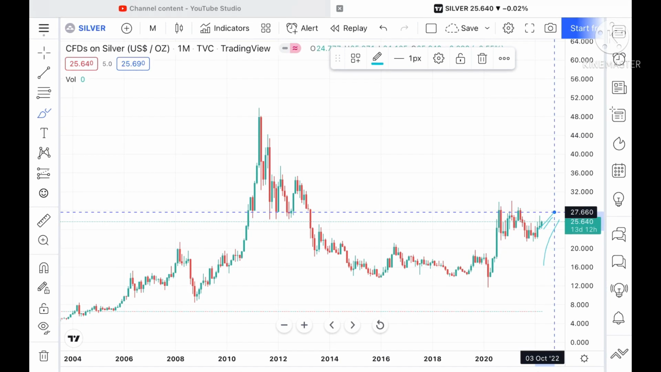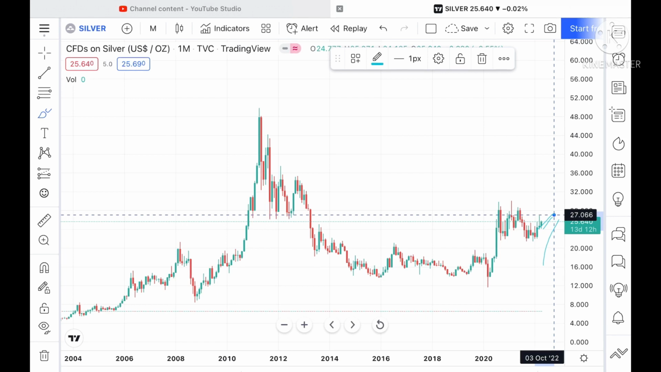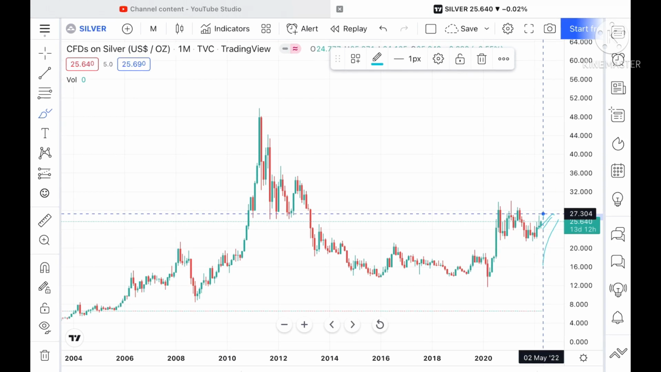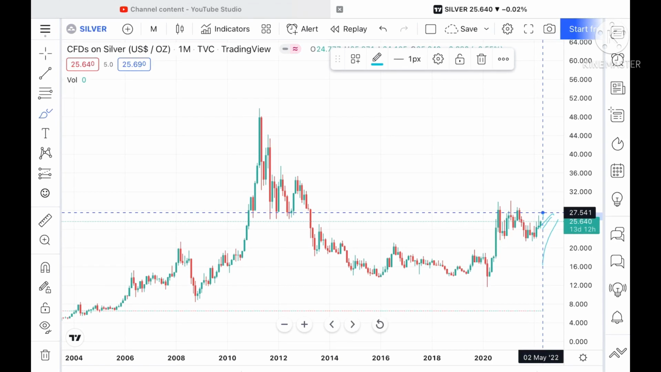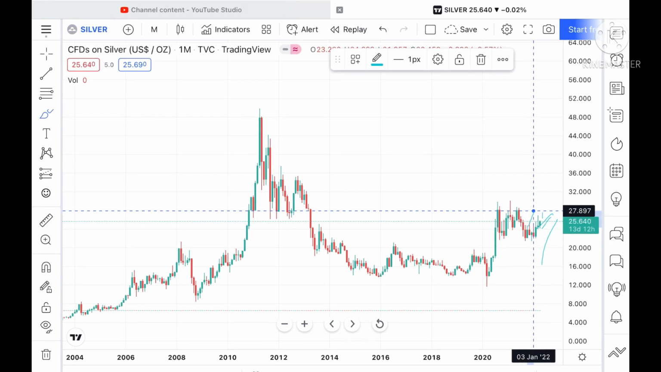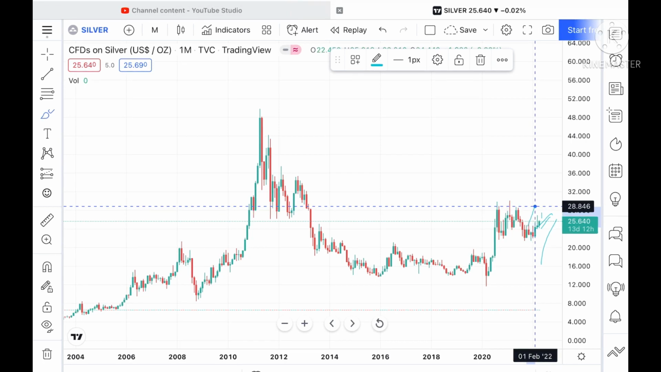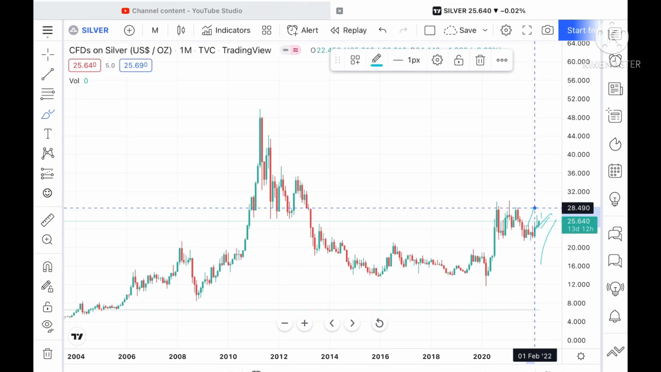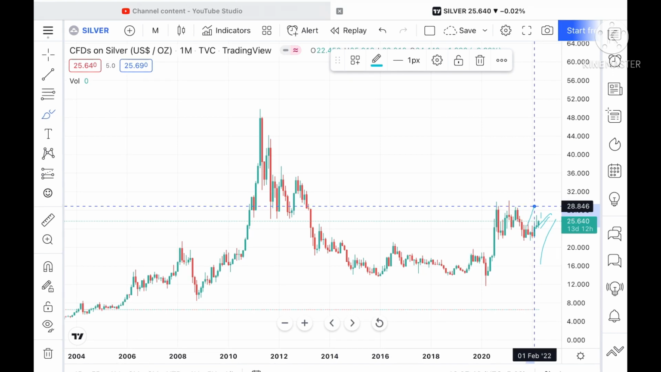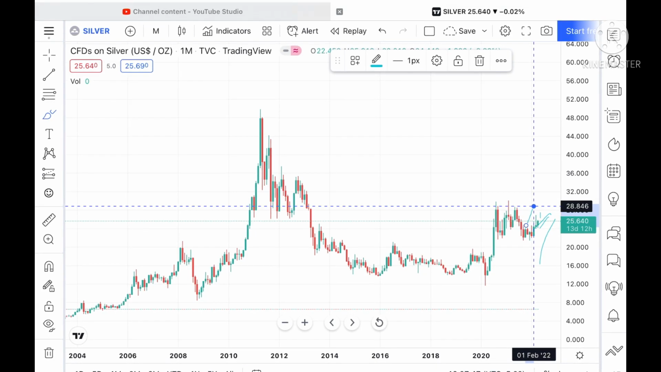Okay, and from there we can see it can move further towards a level of 27. Suppose the price sustains above this level, then we can see it can touch a level of 27.541, and from there we can see it can move further higher to a level of 27.897. And suppose the price sustains above this level, then we can see it can touch a level of 28.490, and from there we can see it can touch a level of 28.846.